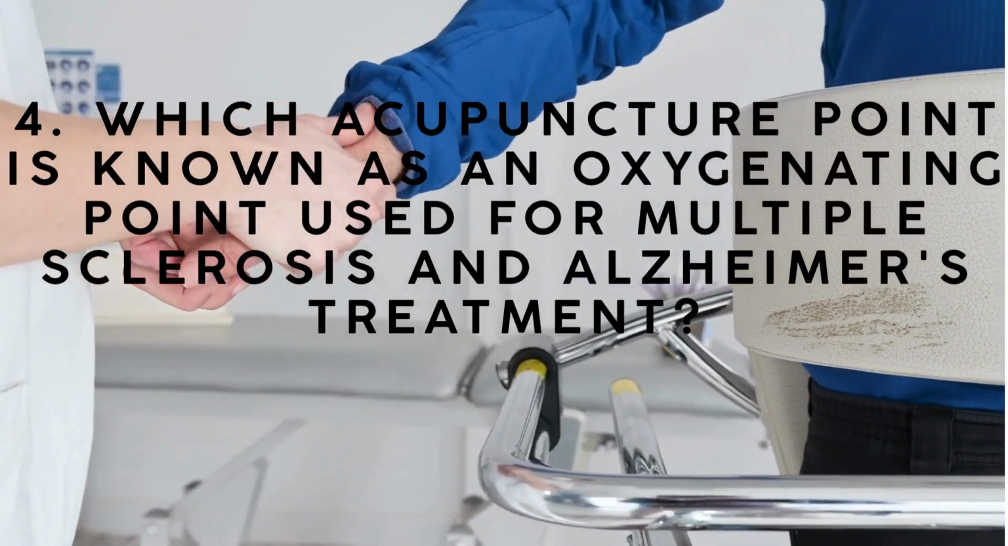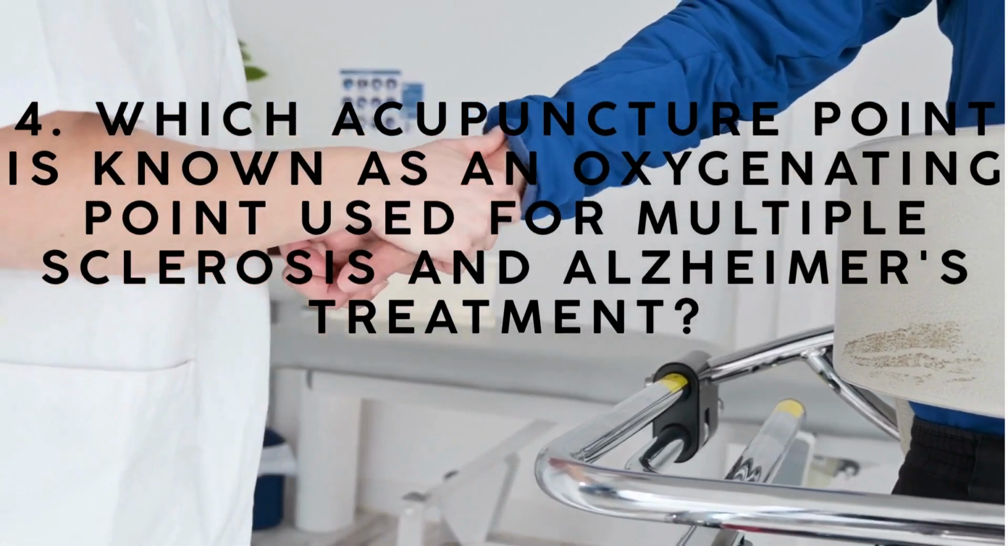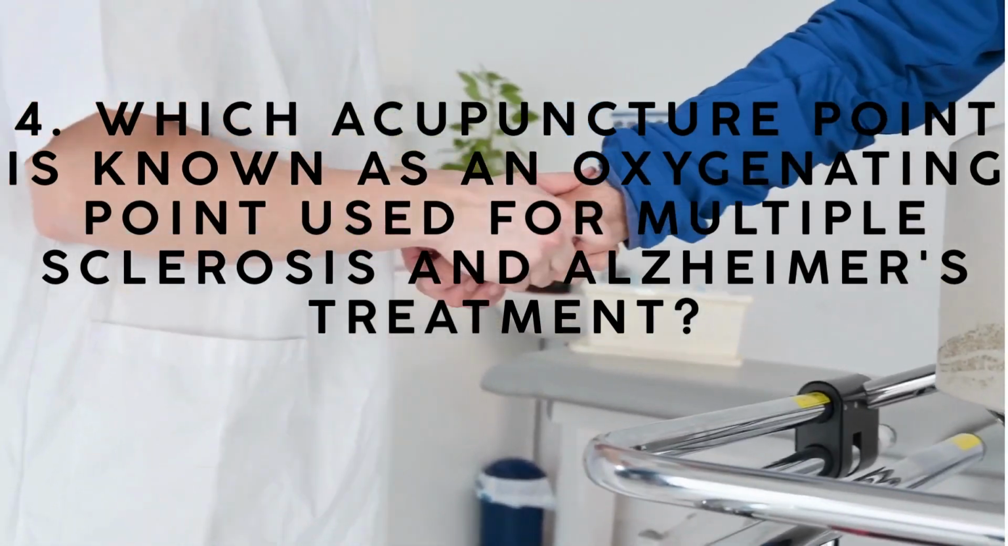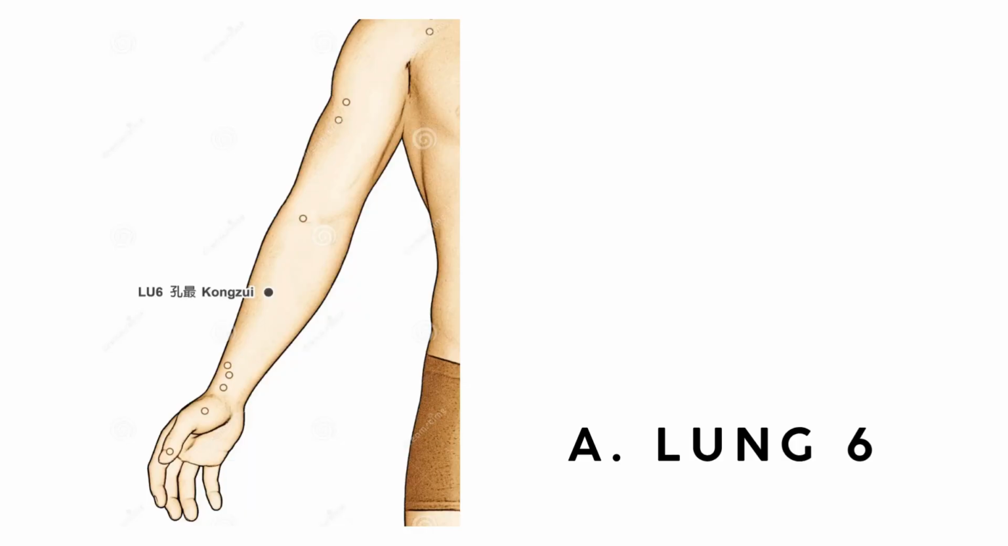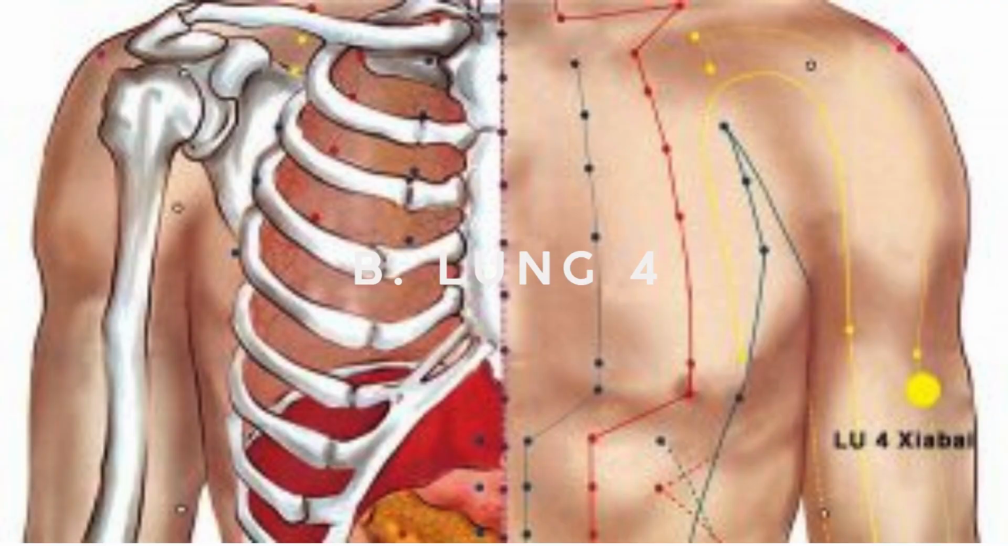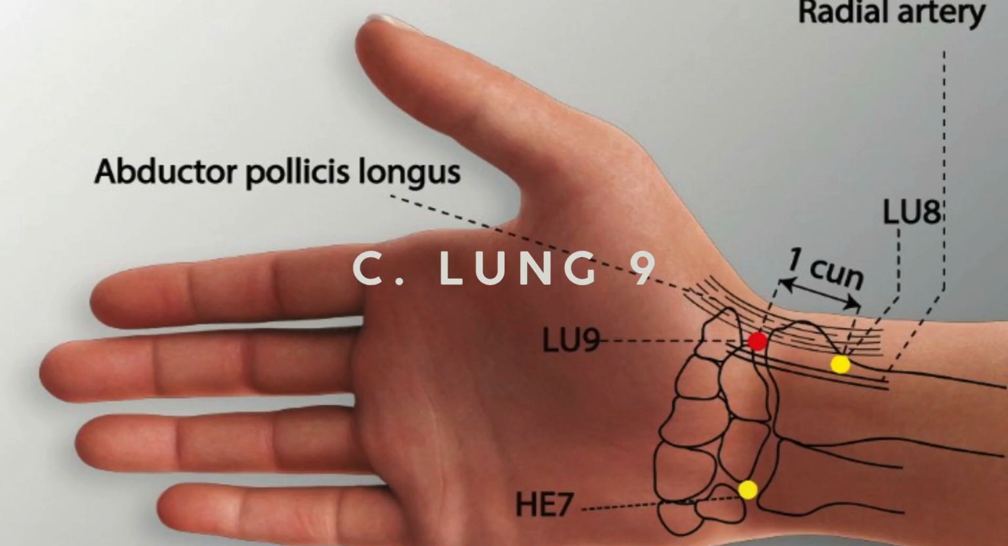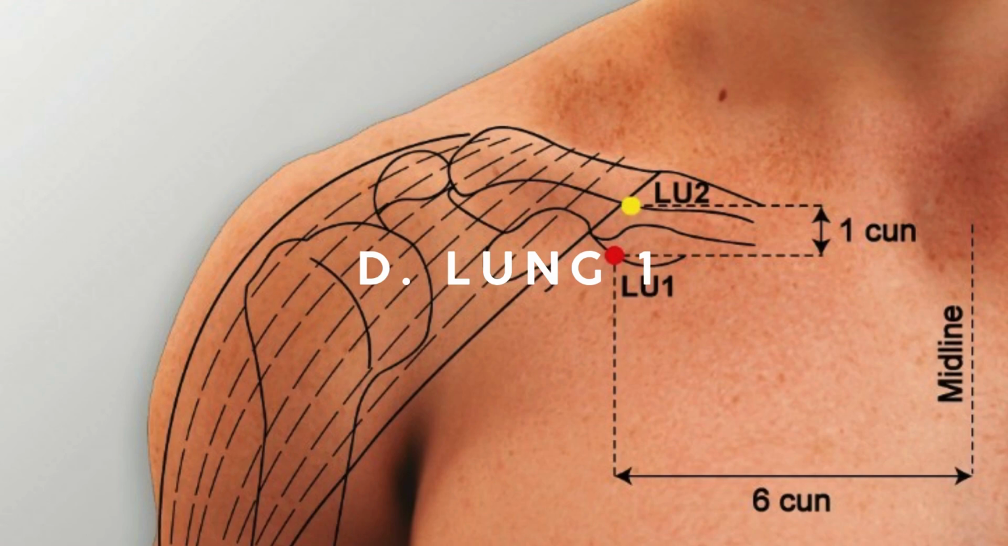Question 4. Which acupuncture point is known as an oxygenating point used for multiple sclerosis and Alzheimer's treatment? A. Lung 6. B. Lung 4. C. Lung 9. D. Lung 1.